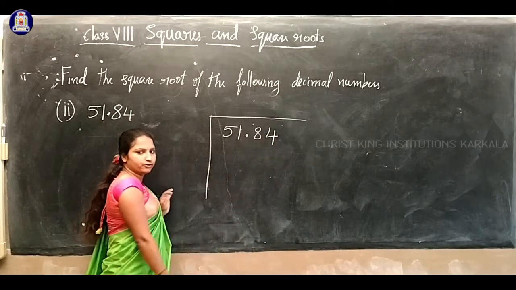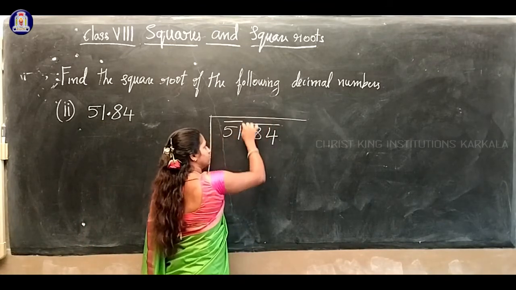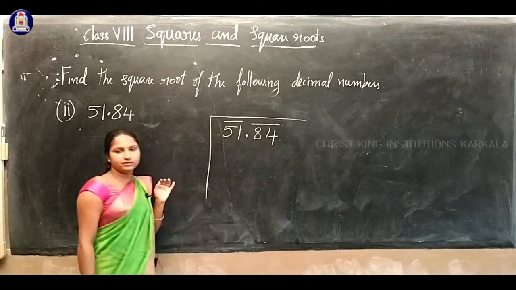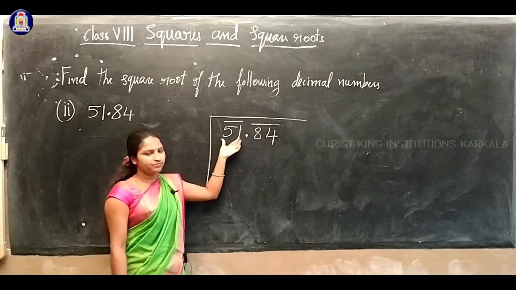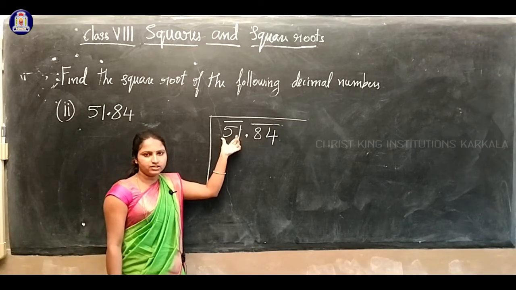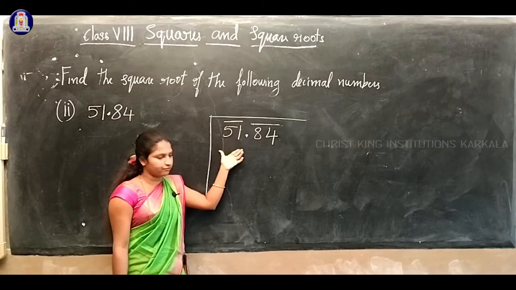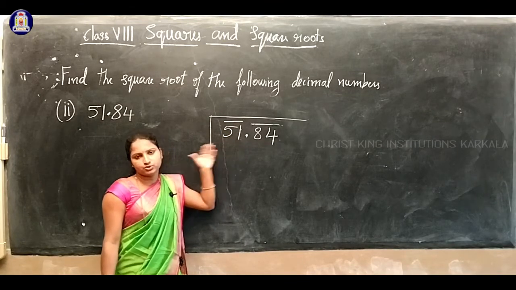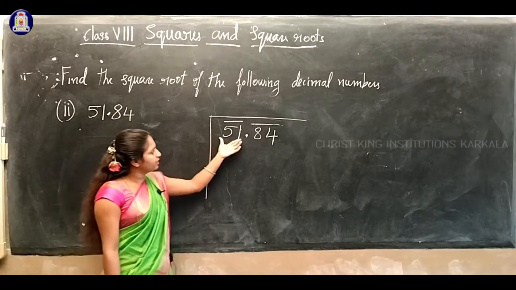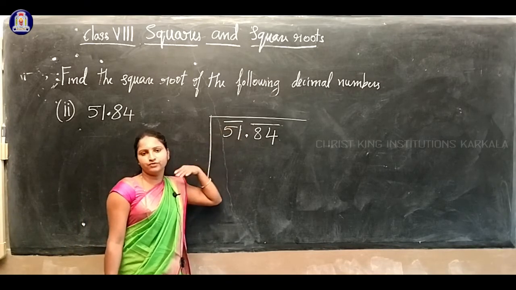Then you have to make groups, means put a bar for every 2 digits. So here consider the bars like this. Now see the first 2 digits, that is 51. Correct? We have to write a perfect square. It may be equal to 51 or nearly equal to 51.